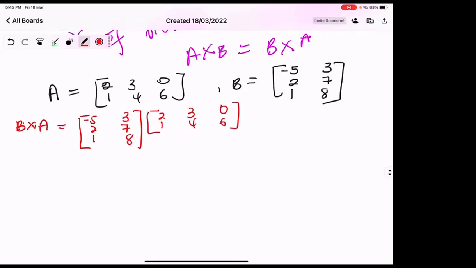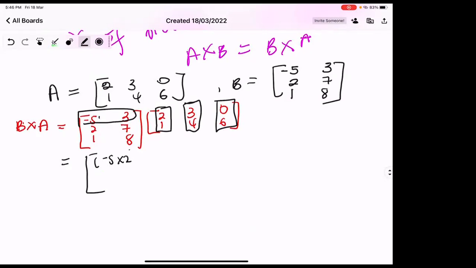All right, so to multiply these matrices, we pick the first row in the first matrix, place it on the first column, on the second column, and then as well as on the third column. So this is equal to, if we place the first row on the first column, we have minus 5 matching onto 2, so minus 5 times 2, and then 3 matching onto 1, so we have 3 times 1. The results, we sum them.